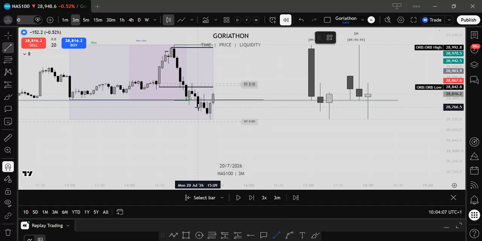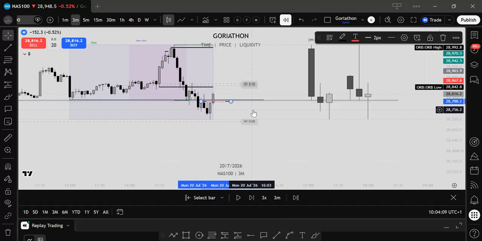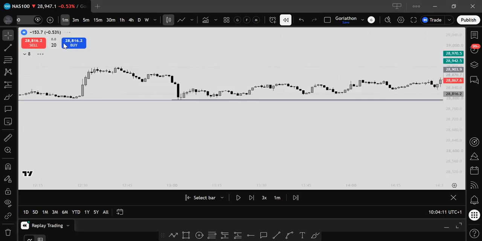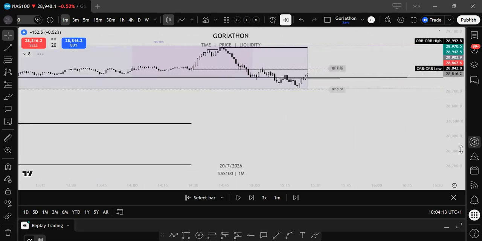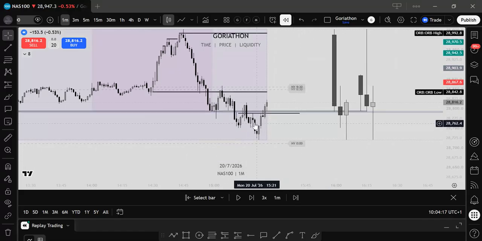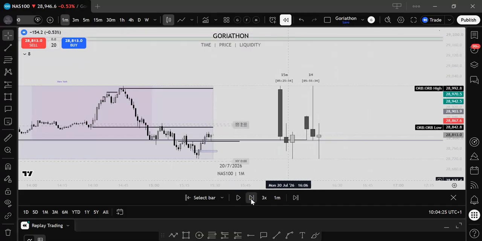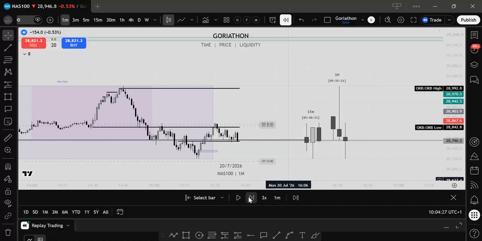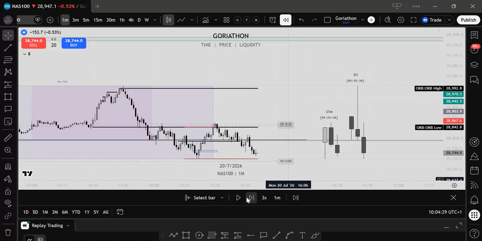Now you can see there is a new high being formed, and on M1 you can see inverse fair value gaps, right? You have to check for any inverse fair value gaps over here. You can see over here. So this was a valid setup for buys on that day, right?